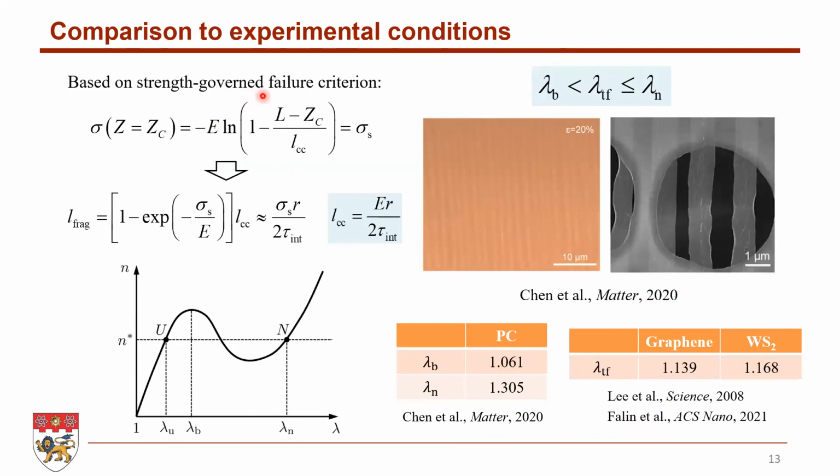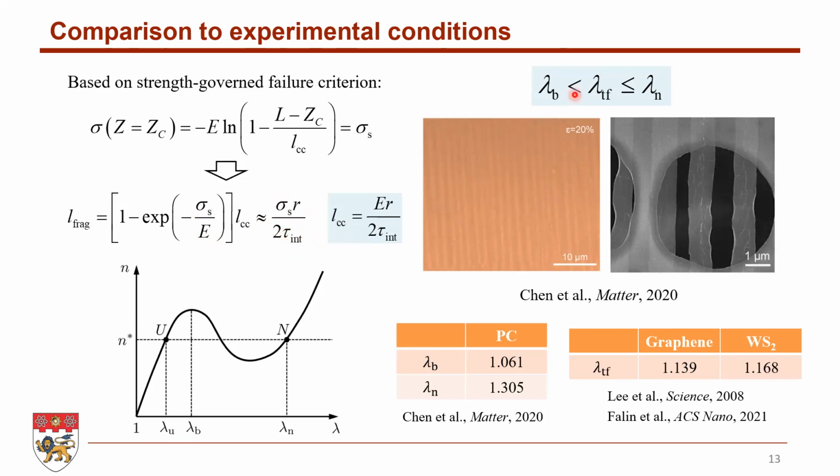And based on the strength-governed failure criterion, we can obtain the solution to the fragment size L frag. And here LCC is a feature size related to the material properties of the core. Also, for brittle materials, since the ratio of strength over Young's modulus is very small, we can obtain an approximated solution here, which is in terms of the strength and the radius of the core, as well as the interfacial shear strength tau int.